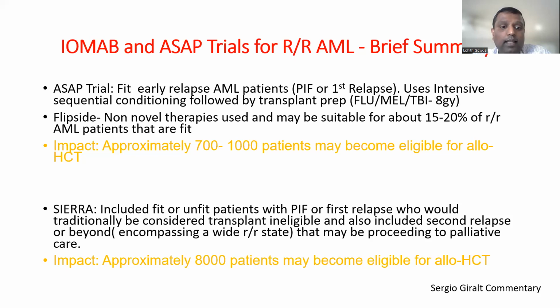In contrast, SIERRA included fit or unfit patients, both with primary induction failure or first relapse, who have traditionally been considered transplant ineligible, and also included second or later relapse, widely encompassing extensively relapsed cases, including those relapsed with contemporary available medications that most people might have gone into palliative care, who are now getting eligible to consider allogeneic stem cell transplant. And I think, as Dr. Giralt mentioned, with this concept approximately 8,000 patients who were historically considered not transplant eligible may be eligible for allotransplant if we have a donor ready and available.